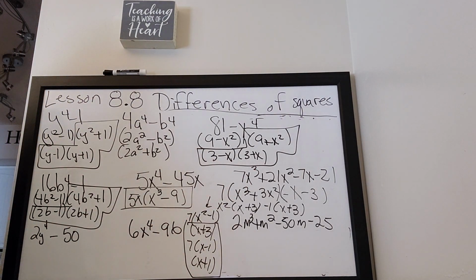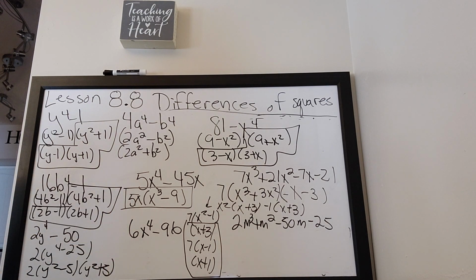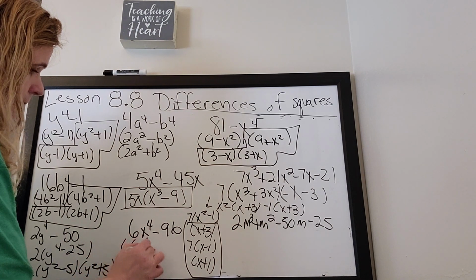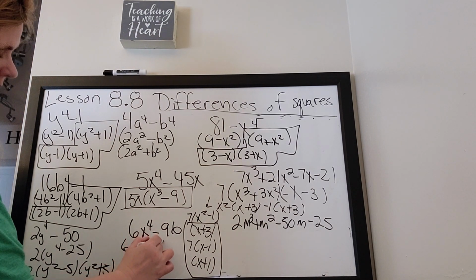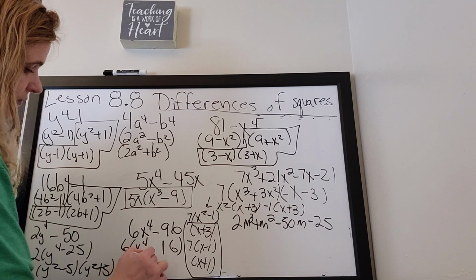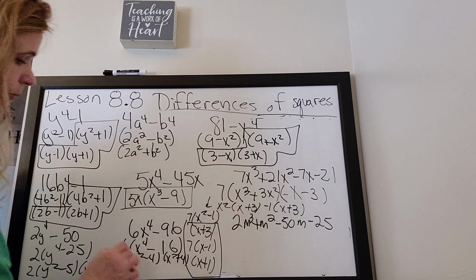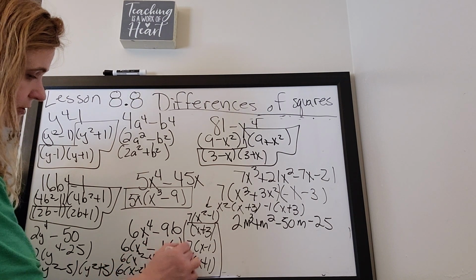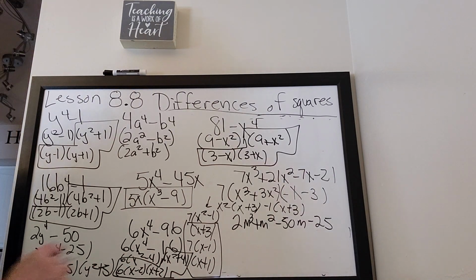Here we have 2y to the 4th minus 50. We'll take out the 2. We're left with y to the 4th minus 25. So it's 2 times y squared minus 5, y squared plus 5. This one, we're going to take out a 6. So we're left with x to the 4th minus 16. So it is 6 times x squared minus 4, x squared plus 4. This one breaks down. So it's 6 times x minus 2, x plus 2, and then that x squared plus 4.